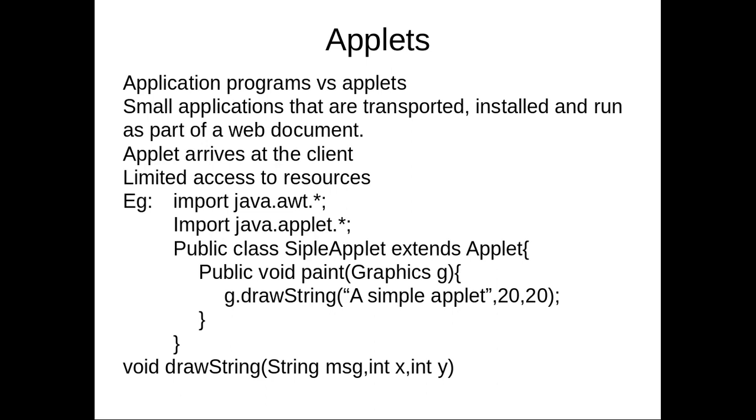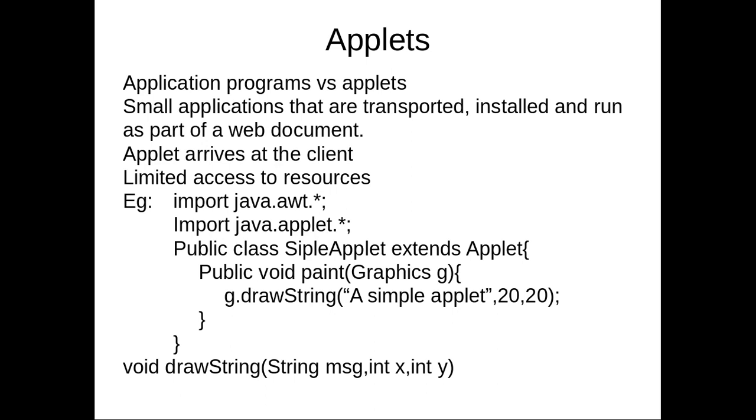In an application program, there is a class which has the method public static void main. That means when you are executing that program, the entry point, where it starts execution, is that public static void main. Unlike application programs, in applets we don't have any public static void main.